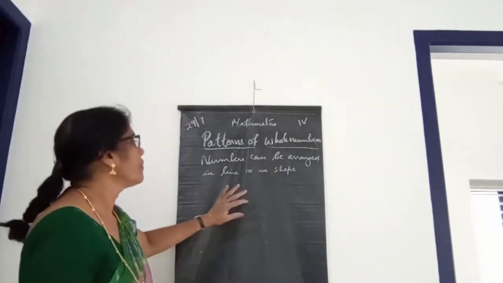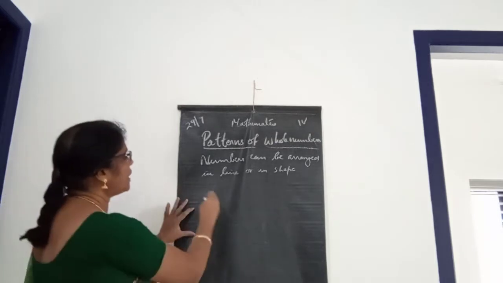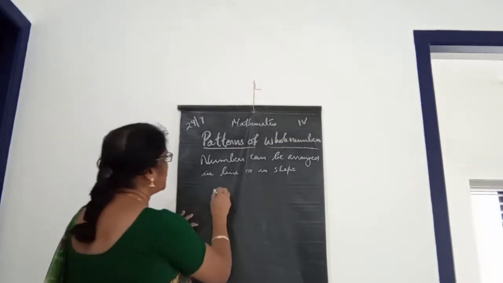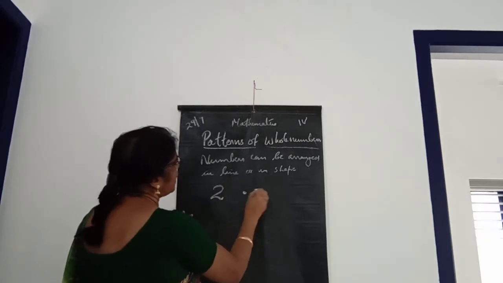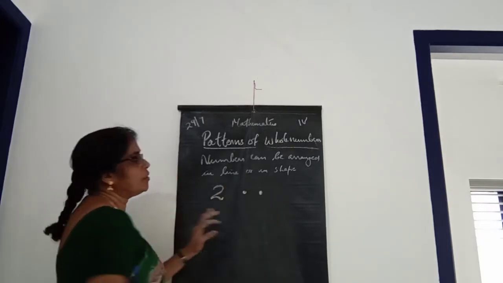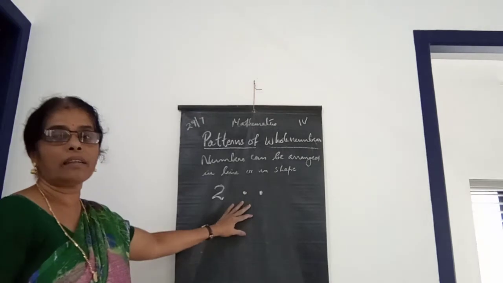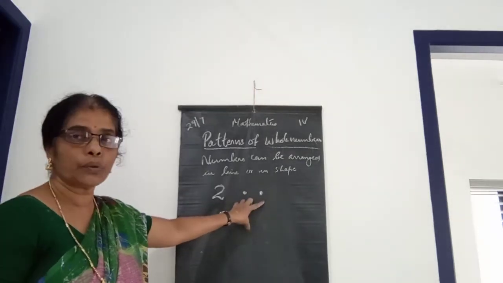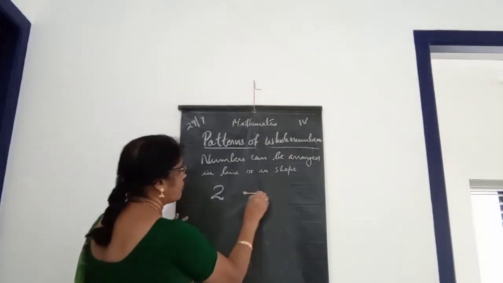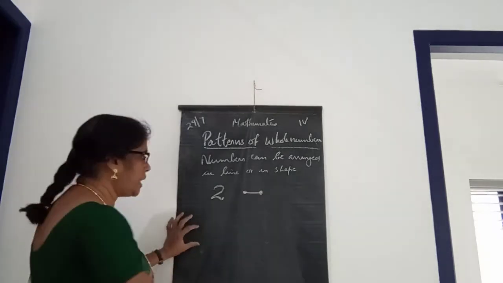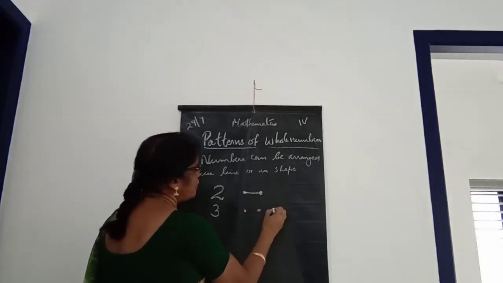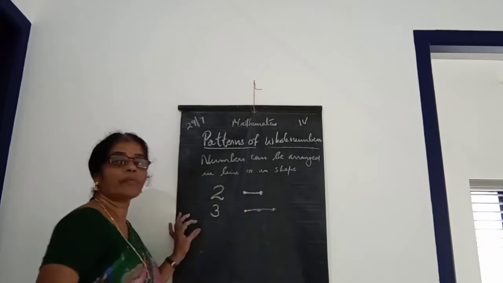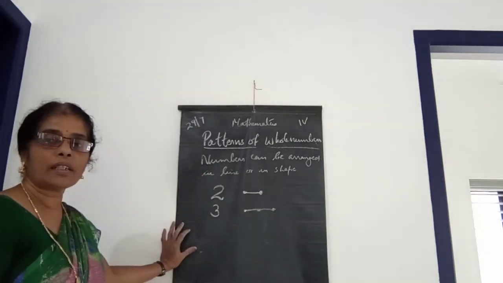Look here, we can arrange the number 2 as a line. Two numbers can be arranged like this way: 1, 2. That is a line. Or number 3: 1, 2, 3. That is also a line. We can arrange as a line.